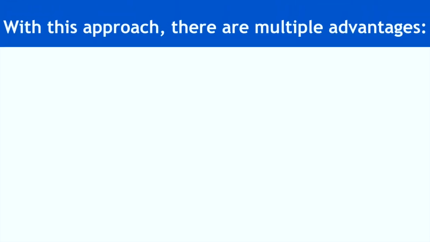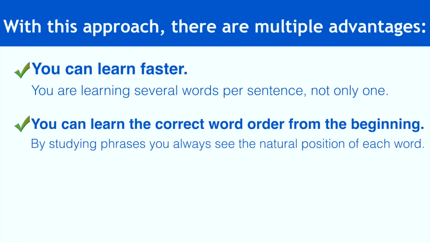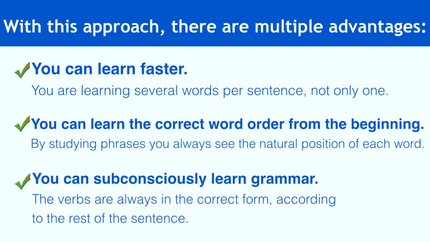With this approach, there are multiple advantages. Number 1, you can learn faster. You are learning several words per sentence, not only one. Number 2, you can learn the correct word order from the beginning. By studying phrases, you always see the natural position of each word. Number 3, you can subconsciously learn grammar. The verbs are always in the correct form according to the rest of the sentence.